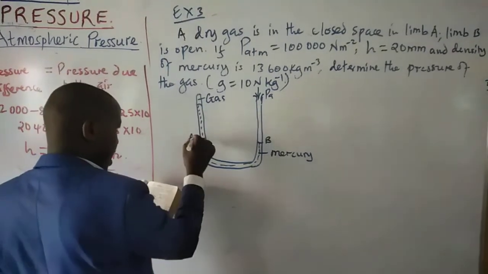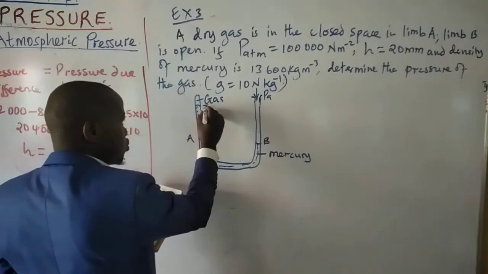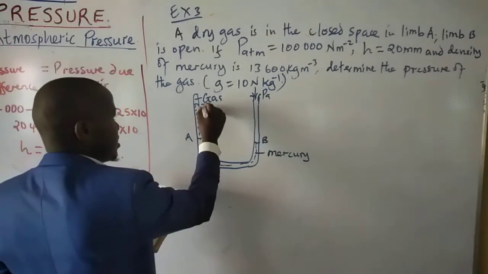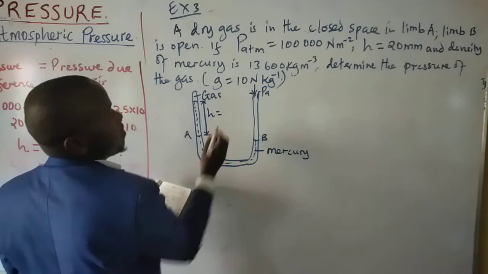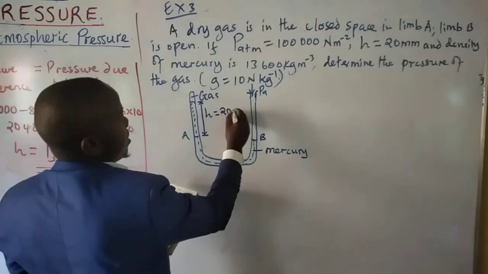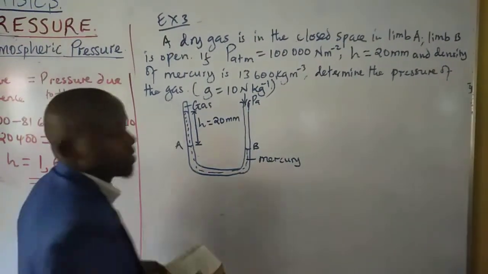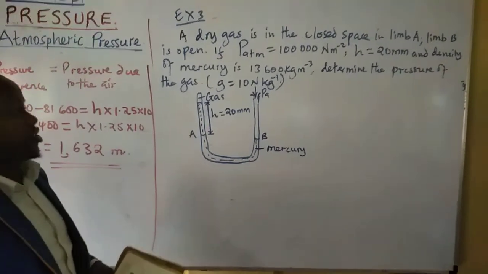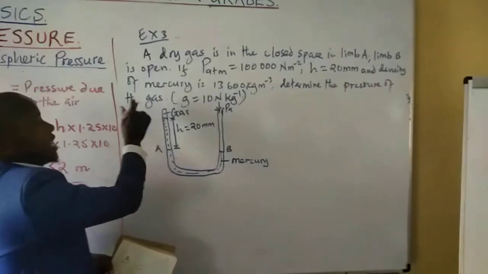Then from here to where the gas is, we are told this is H. And we've been told that H is 20 millimeters. Therefore, now we can proceed to determine the pressure of the gas inside the limb.